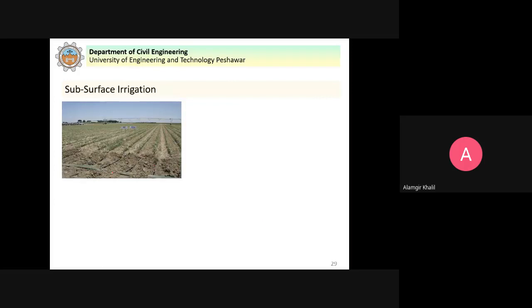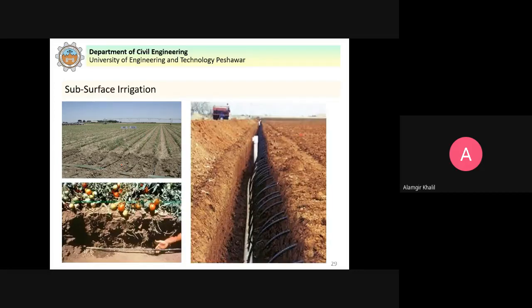Now you can see here that in subsurface irrigation, below the surface we have this network of pipes, and they supply water to the root zone, and this is how the plants take up the water and grow. But this is not only expensive to install, but the maintenance of such a system becomes challenging. Although it is practiced, if there is any blockage, then it becomes very difficult to carry out the maintenance of such systems. But anyhow, it is artificial subsurface irrigation.